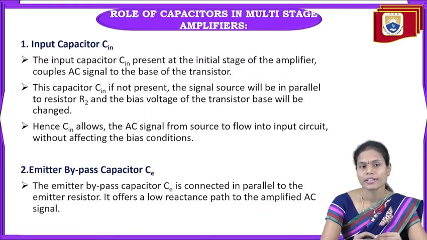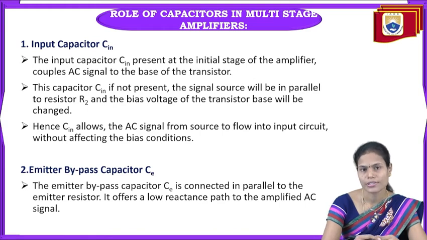As we said, in order to interconnect the different stages in the multi-stage amplifier, first we require different coupling devices, and we also require different capacitors in order to feed the signal to the first stage, to take the output from the next stage, and to bypass any distortions present in the different amplifier stages. So now we will see the effect of each and every capacitor in the multi-stage amplifier.